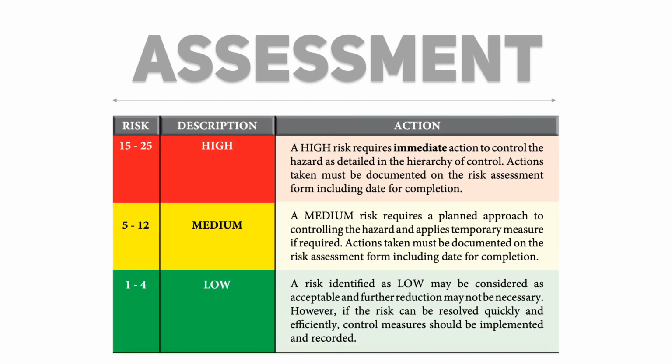This diagram describes the priority of action that needs to be taken for hazards depending on their risk rating, ranging from low, which is 1 to 4, medium, which is 5 to 12, and high, from 15 to 25, as well as the action description, which denotes the priority of the actions that will be taken.